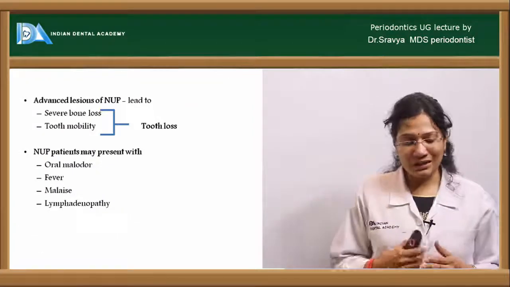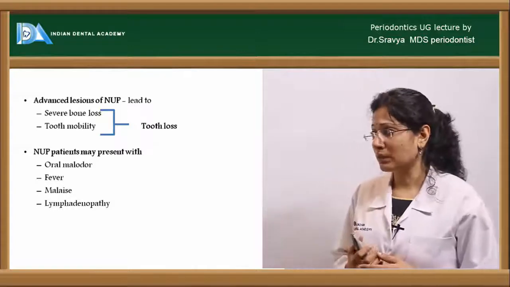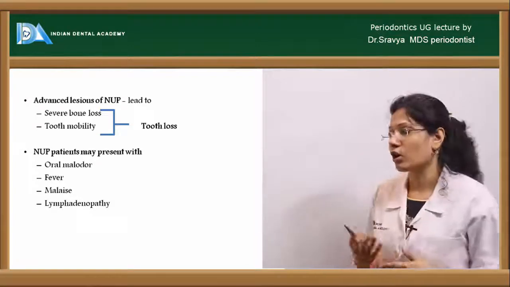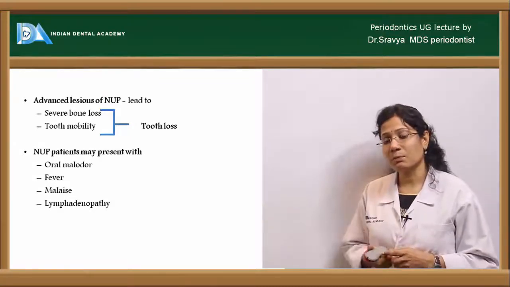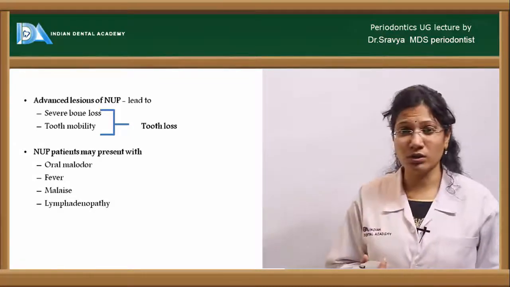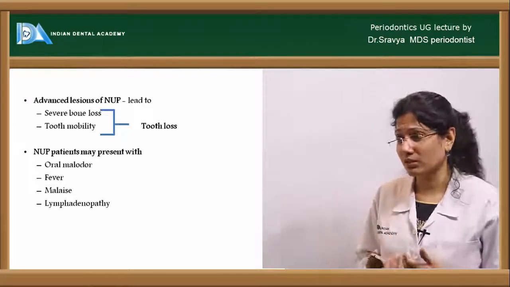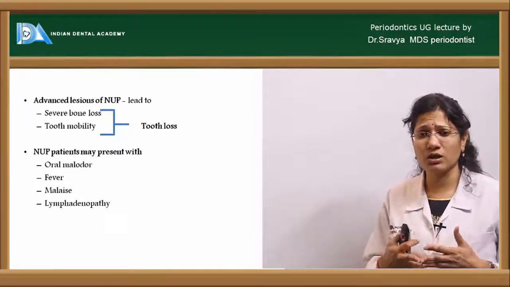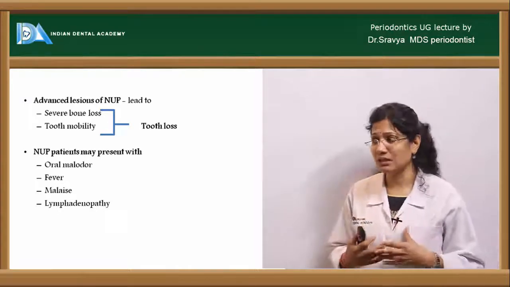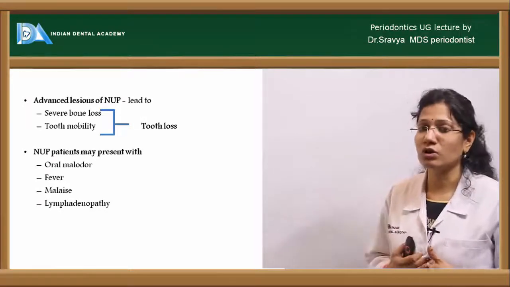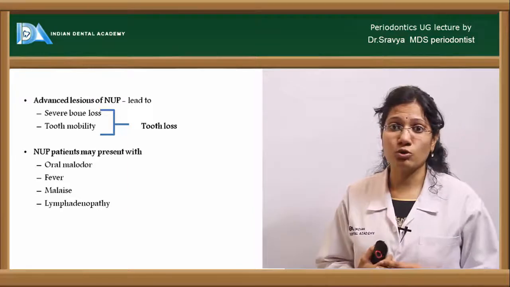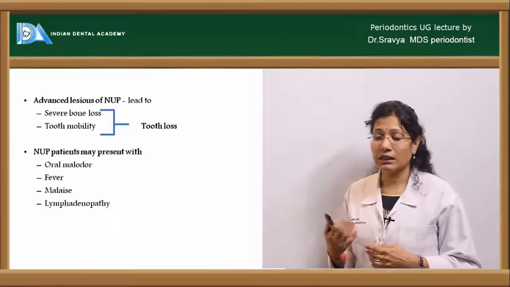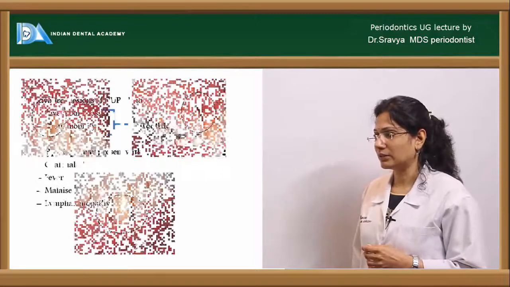Now, in cases of advanced lesions of necrotizing ulcerative periodontitis, it may lead to severe bone loss and tooth mobility, and one fine day a tooth loss. Apart from that, these patients can complain of malodor because there's necrosis happening in the tissues and there are ulcers. The patient is not able to maintain hygiene because of the painful condition. He's not able to eat. So all these factors can cause oral malodor. They can show some systemic symptoms and signs like malaise and fever, and regional lymphadenopathy.